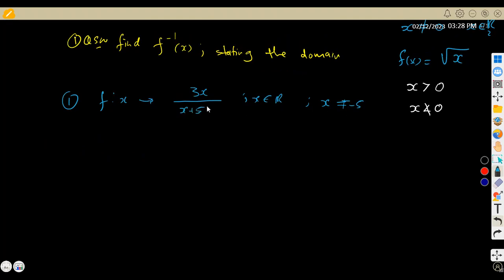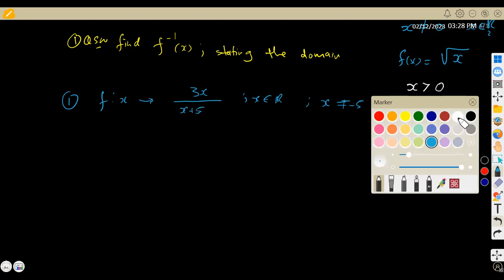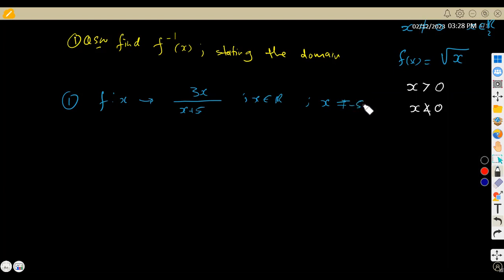Remember what I told you, if you are given a fraction, the denominator can never be equal to 0. So how do they know that x can never be equal to -5? Since the denominator can never be equal to 0, you simply solve x plus 5 is equal to 0. So x is equal to -5. It means when x is equal to -5, your denominator is 0, and the denominator cannot be equal to 0. So x must not be equal to -5, because at -5 our denominator is 0, and that means it's no longer a function.